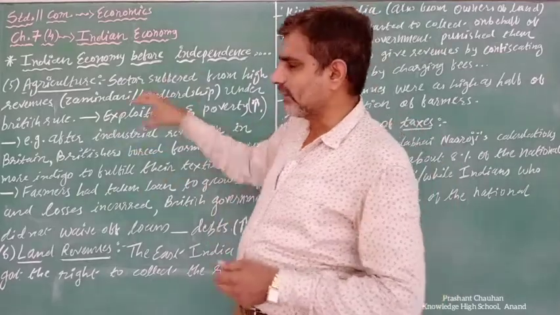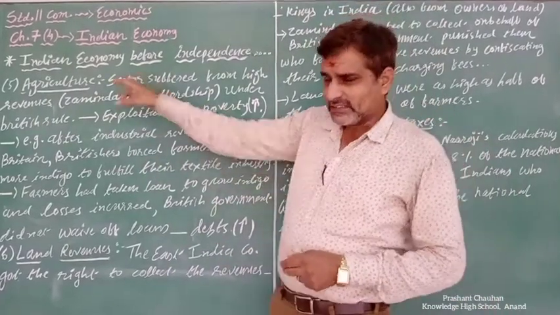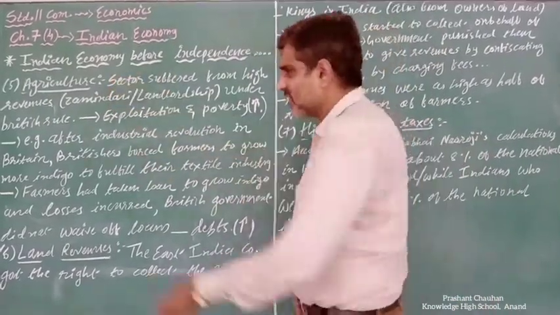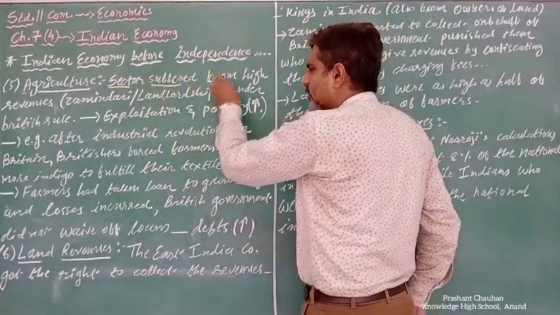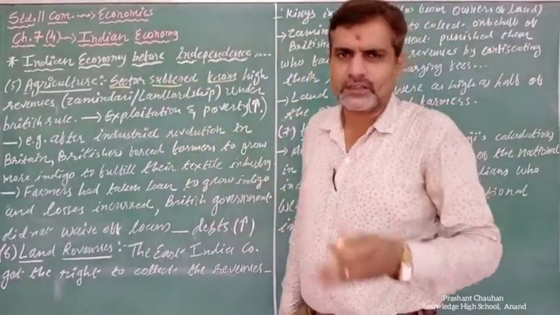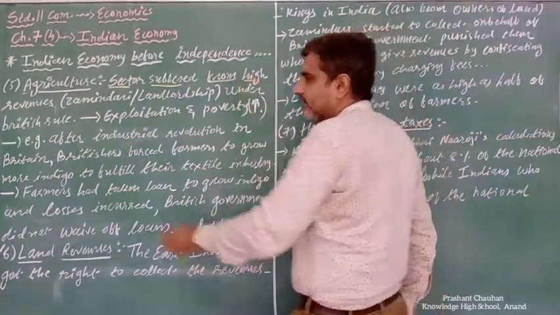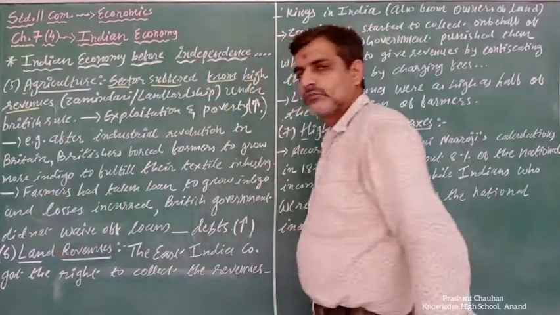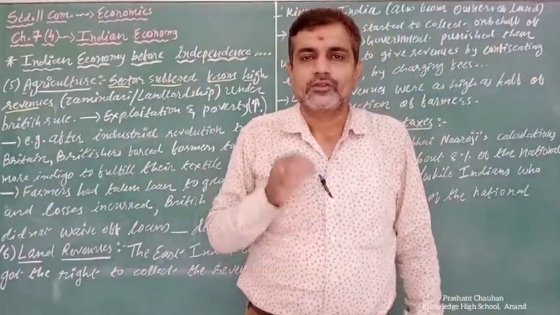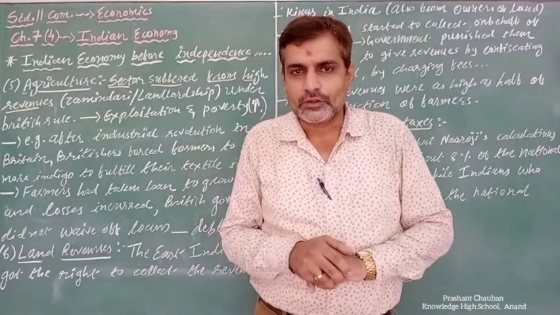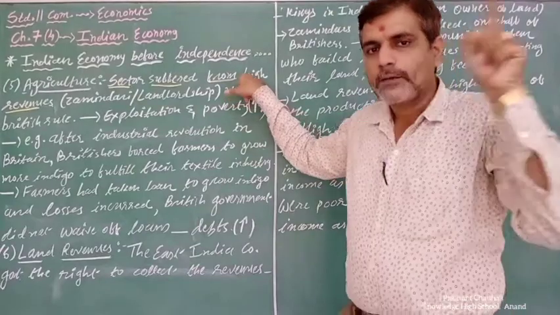But what was the situation during the time period of British rule? Let's see. This sector, the agriculture sector, suffered a lot. That means they suffered many different types of difficulties at that time. But one main thing was high revenues. This sector suffered with high revenues. It was not beneficial to the farmers, but the high revenues went to the Britishers.